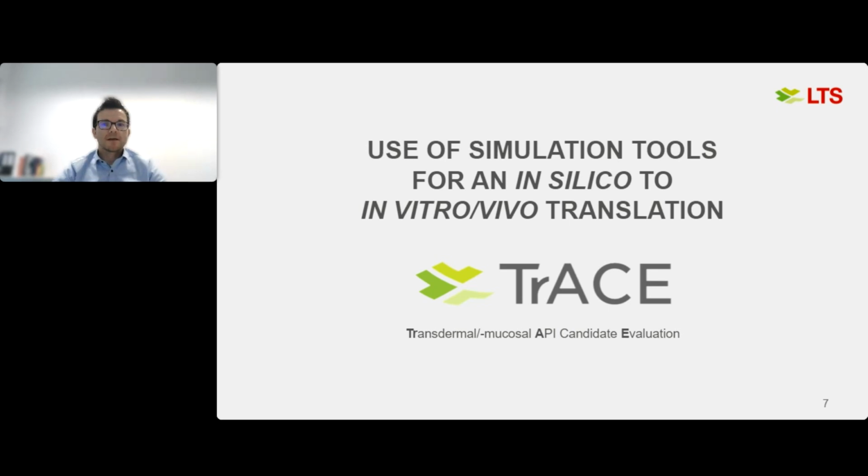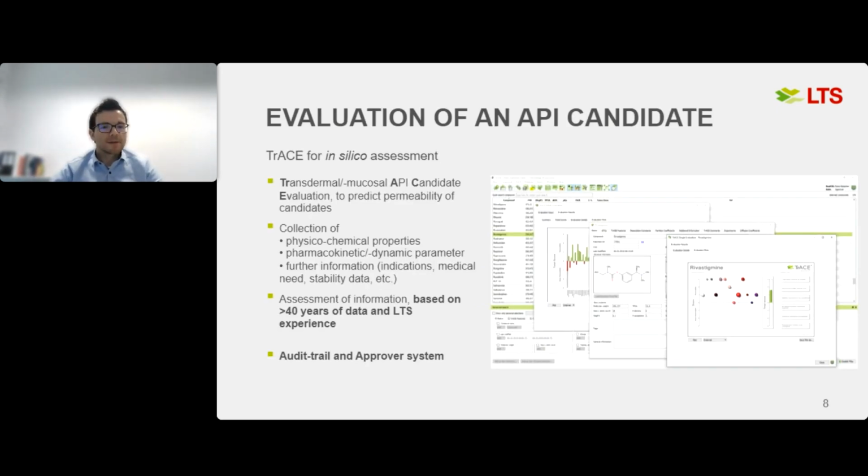So let's start with our in-silico simulation tool, TRACE, for assessment of a transdermal and transmucosal candidate. The basis of TRACE is a database, where we collect all available information like physicochemical properties, pharmacokinetic and dynamic parameters, and all further information like medical need, stability data, or further restrictions we find during our literature research or get from the certain company. Afterwards, we assess the information based on the available data and based on over 40 years of LTS experience.